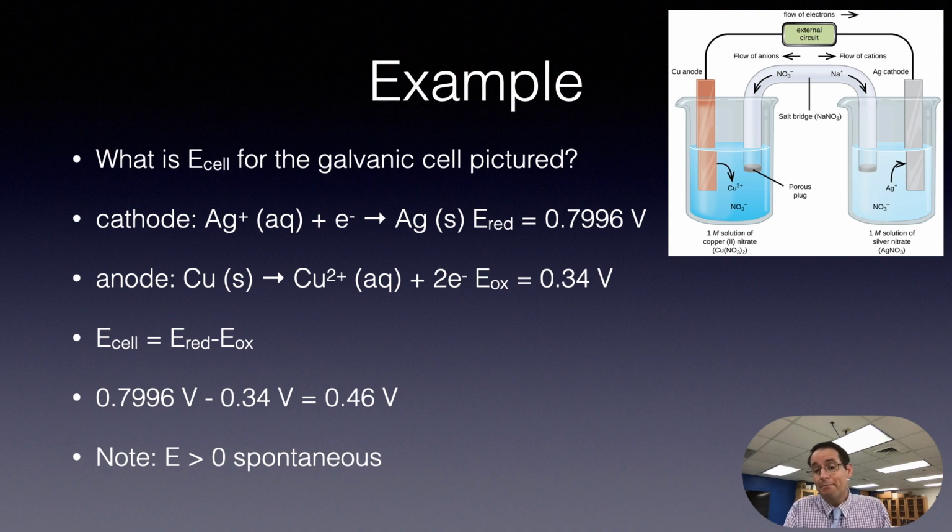Now here's where I want to mention that if E is greater than 0, or if it's a positive voltage, for the cell potential, the reaction is going to be spontaneous. So this will happen all by itself, meaning it will produce electricity. You could use that to power a fan, for example, on this very hot, humid day.